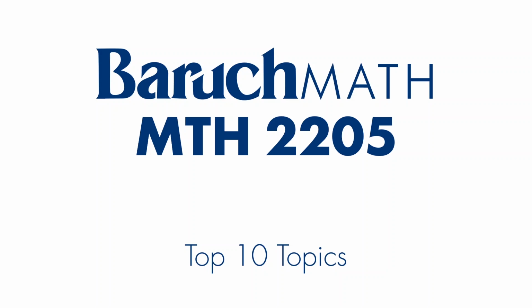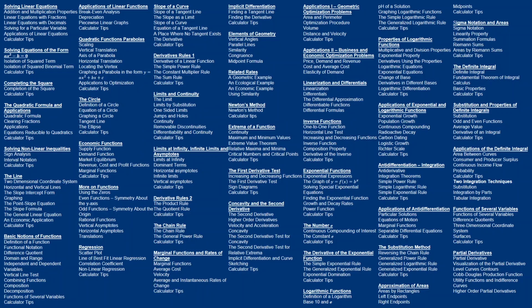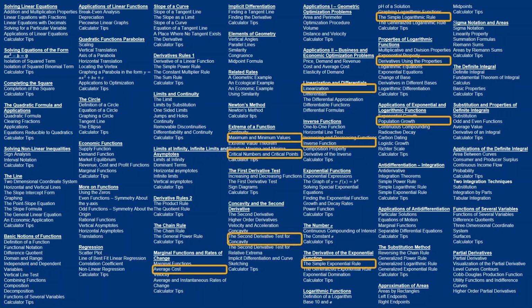In order to ace MTH 2205, you need to know the following 300 plus topics. That's a lot of topics. But if you study them efficiently, even less than 24 hours of study could dramatically improve your results. I'm going to focus on the following 10 most common topics that appear on Baruch MTH 2205 finals.